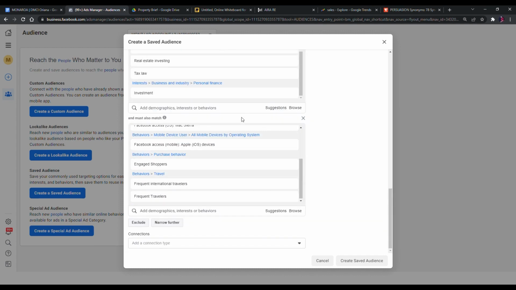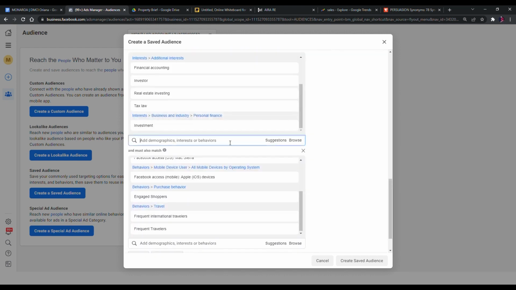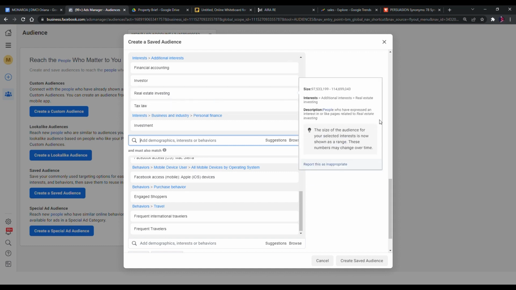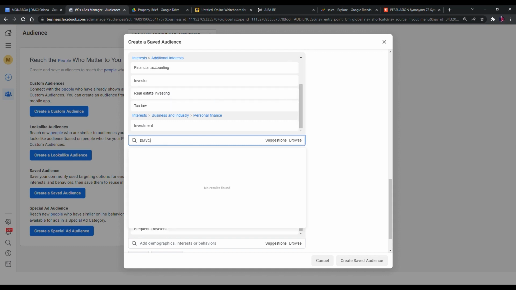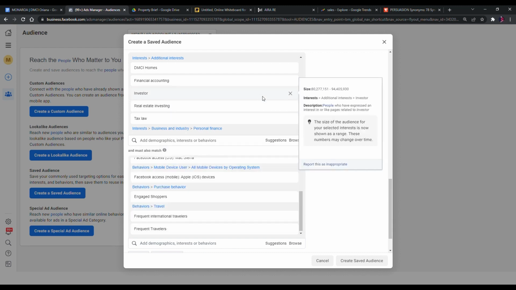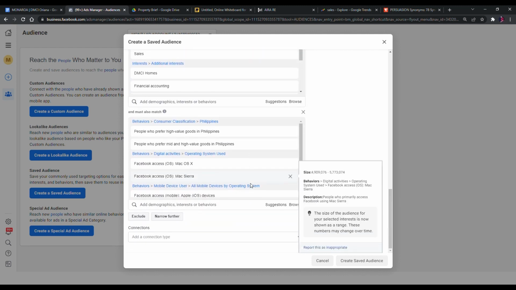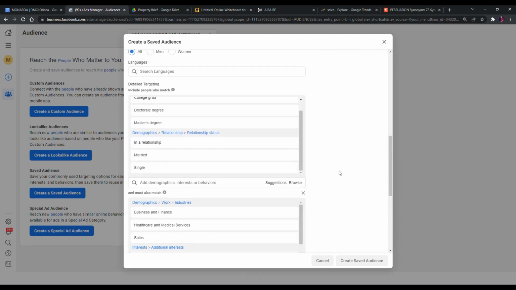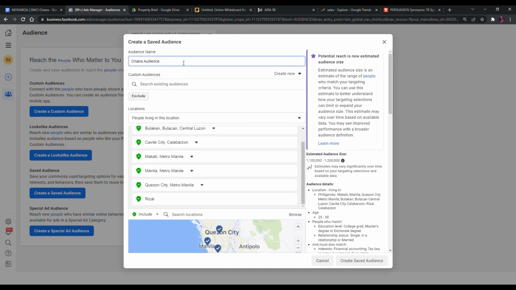What we're going to do last is insert a bit of real estate interests right here. We already have real estate investing right there. I'm just going to put this one here, and I am pretty much done. So that's how my audience would look. This is my no list targeting audience. Then I would put the estimated audience at 1.1 to 1.2 million, and this one will be set at auto placement. Basically, that's how no list targeting 2.0 works.